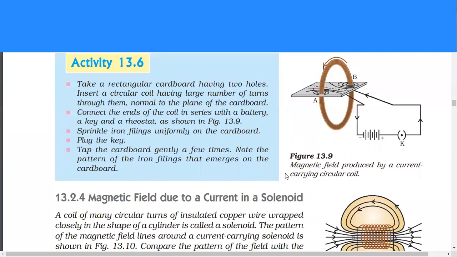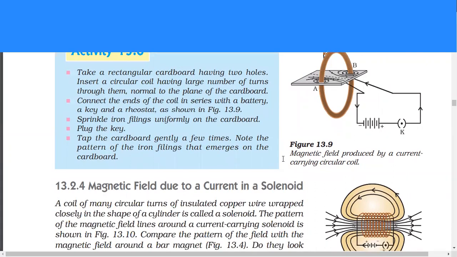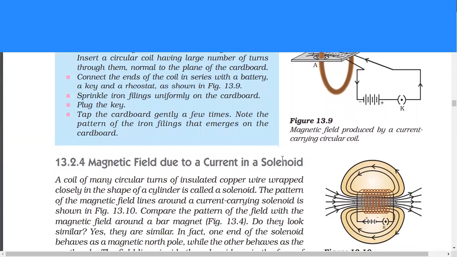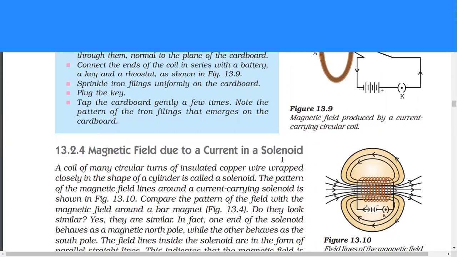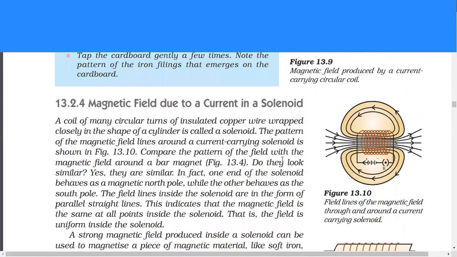Activity 13.6. Take a rectangular cardboard having two holes, insert a circular coil having a large number of turns through them, normal to the plane of the cardboard. Connect the ends of the coil in series with a battery, a key and a rheostat as shown in figure 13.9. Sprinkle iron filings uniformly on the cardboard. Plug the key. Tap the cardboard gently a few times. Note the pattern of the iron filings that emerges on the cardboard.